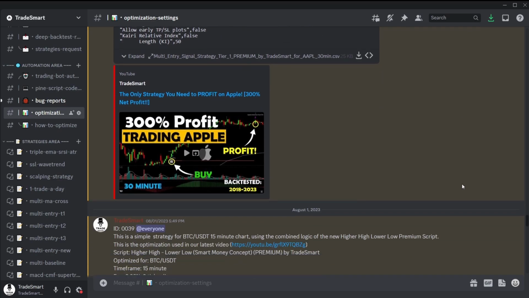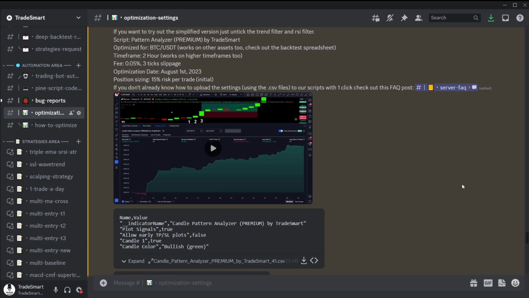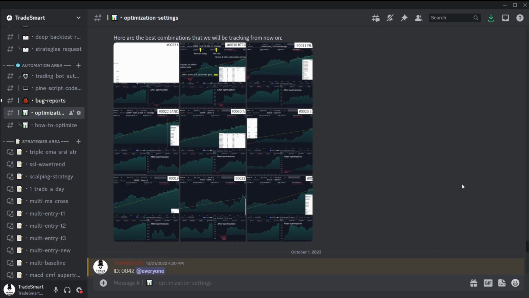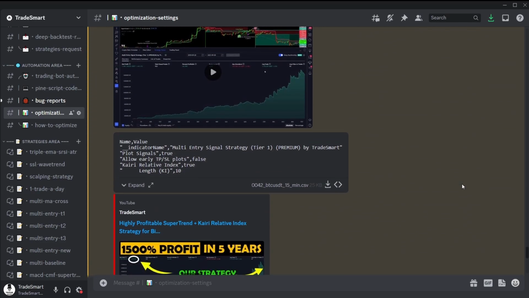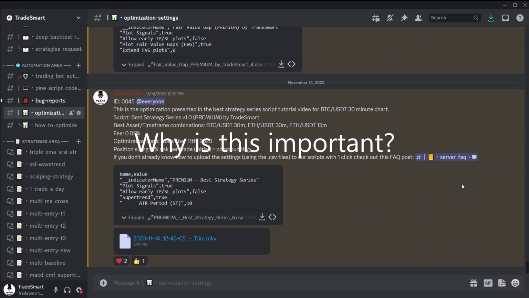As Bitcoin halving is right around the corner, I thought it was time to review all of these optimizations to find the best ones for the next crypto bull market. So basically we will compare 42 strategies to find out which is the best for the next crypto bull market. But why is this important?